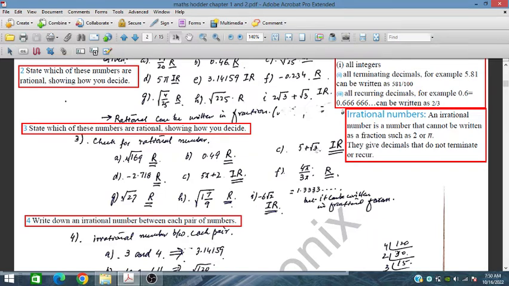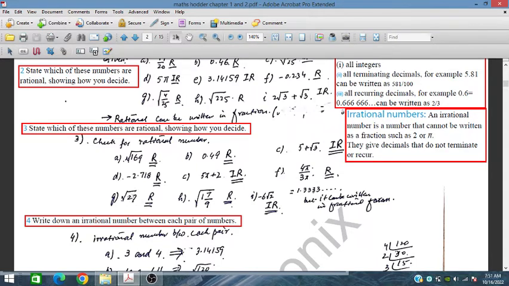5 plus square root of 3: this square root of 3 cannot be written down in a fractional form, so it's irrational. Minus 2.78: here it is terminating, so it can be written down as a fraction, so it's rational. This pi cannot be written down in a fractional form, so it's irrational. 4 pi by 3: the pi cancels out, so 4 upon 3, the rest is rational.